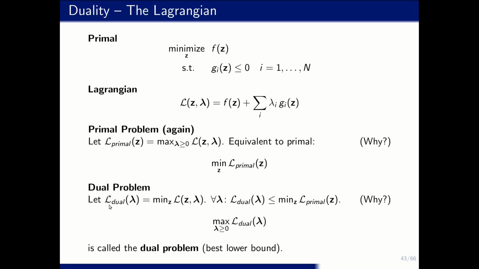And therefore we can now also maximize over lambda. Any lambda will give a lower bound, and if we maximize over lambda, this will give the tightest lower bound, the highest lower bound, the best lower bound. And this thing here, maximizing this L dual, is called the dual problem to this problem. So this is actually what the dual problem really is. It's a lower bound, and essentially we are trying to find the best lower bound.